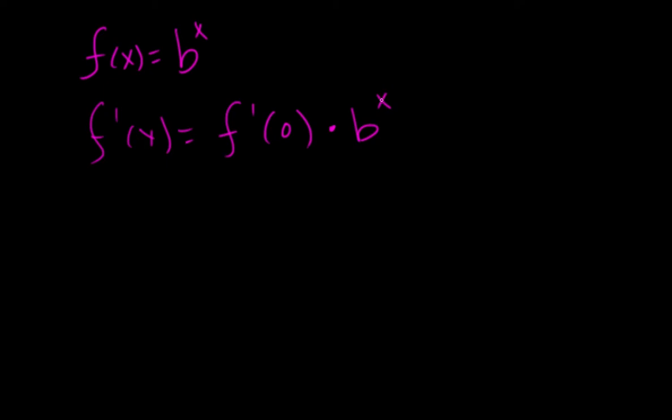Okay, and so if we extend that just to e to the x, if f of x is equal to e to the x, then f prime of x is equal to itself. So the derivative of e to the x is e to the x. So we're going to do some examples using that.